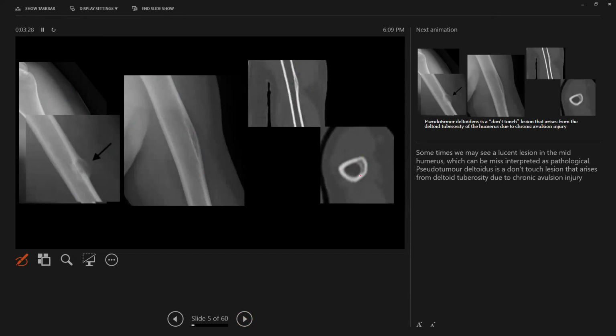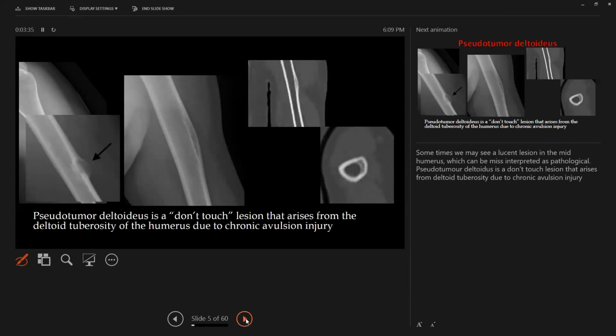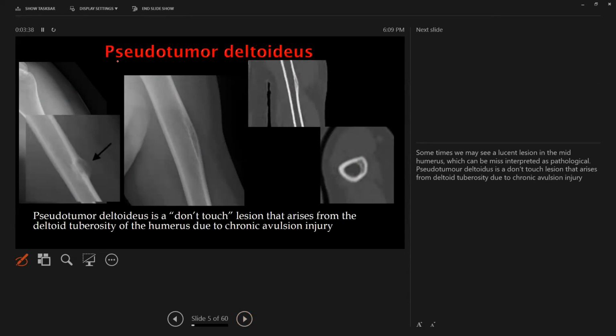You can see that on the CT scan, it just looks like a little bit of lucency within the cortex, and this has a fancy name: pseudotumor deltoides. Basically, it is due to a recurrent chronic avulsion, and this is a do-not-touch lesion. If you see this kind of appearance in that specific location, this is specific for pseudotumor deltoides and does not need any further imaging.